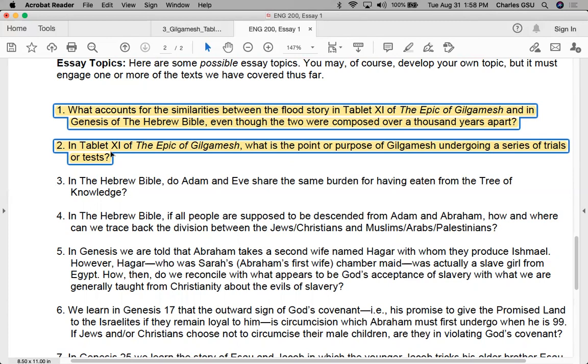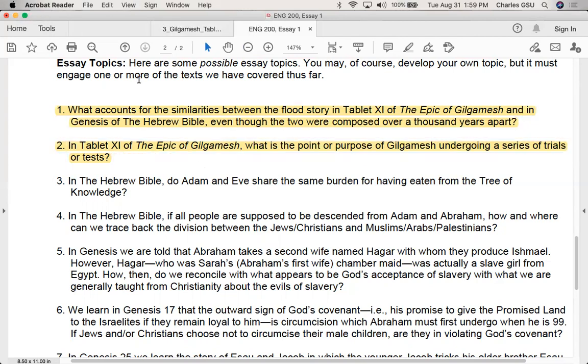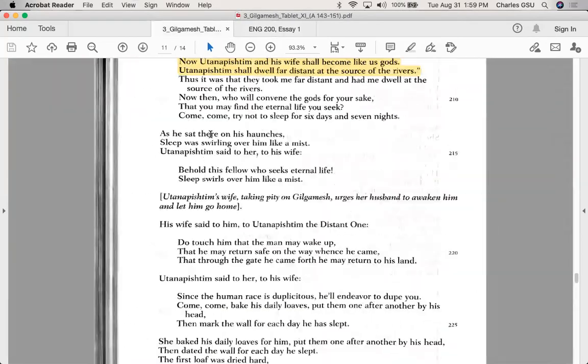Or number 2, in tablet 11 of the Epic of Gilgamesh, what is the point or purpose of Gilgamesh undergoing a series of trials or tests? Getting the thorny plant from the depths of the waters, right? That's a trial or test, as we see in the Bible, people being tested. So that pretty much ends this tablet 11 of Gilgamesh.